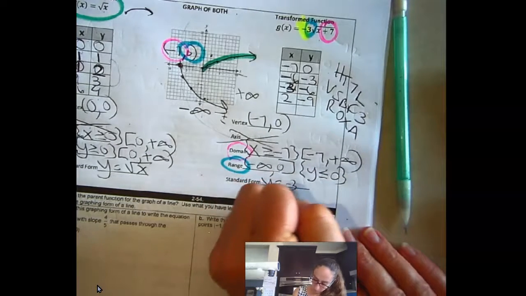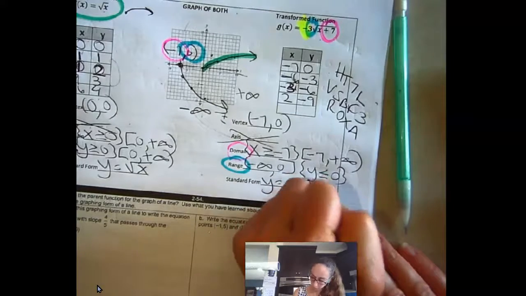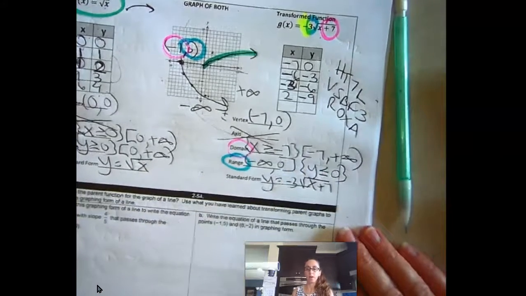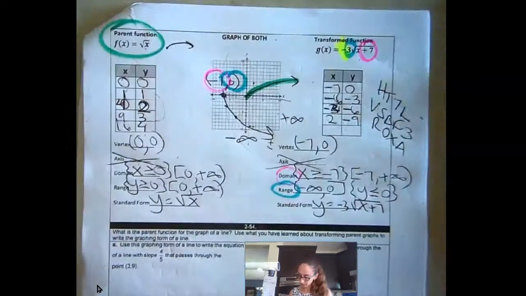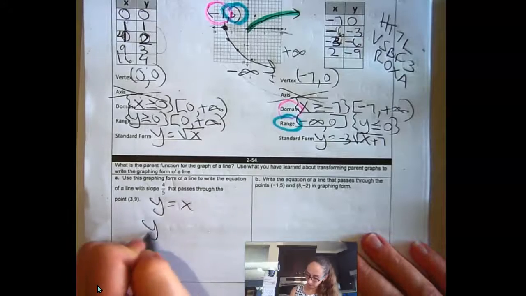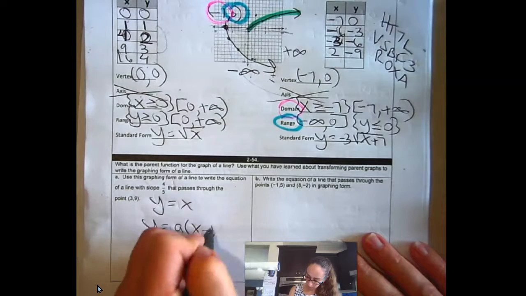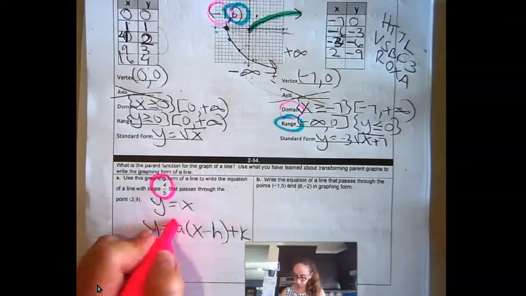I cannot distribute, so vertex form is also standard form. Okay, I want to go over this problem. This will help you with the homework. So they want you to use the idea of the parent function and how it's in vertex form to help you. But this time we're dealing with a line. So if I have y equals x, in a sense, it's y equals a, x minus h plus k. Or remember, this was your vertex, and this was that would be your slope. So that means this would go here.